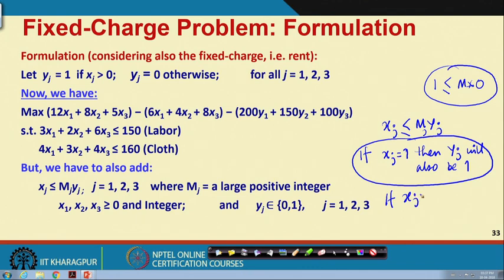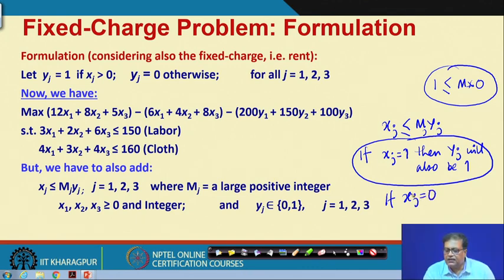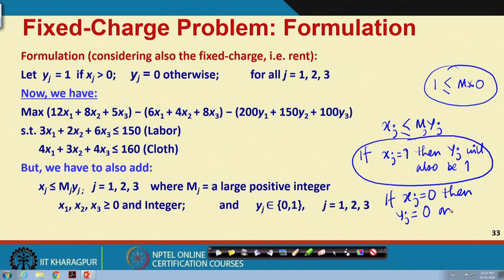But what happens if xj equals 0? That means the activity is not there. Then from this type of equation you can see yj can be 0 or 1. We do not know, because both will be valid. yj can be 0, that is going to satisfy the constraint, and yj equal to 1 is also going to be satisfied. So, how do you take that particular thing out here?